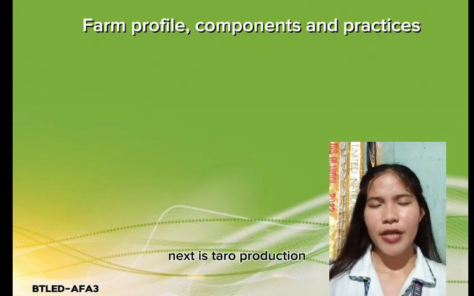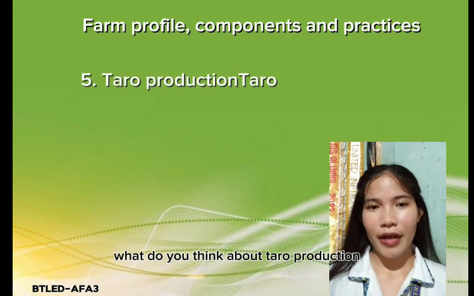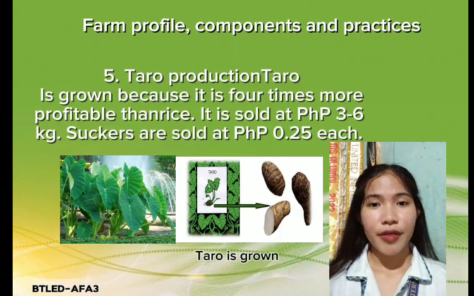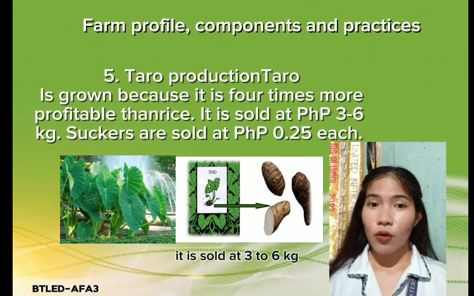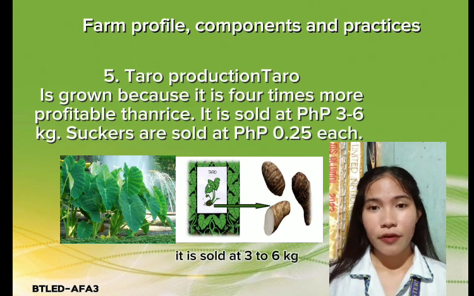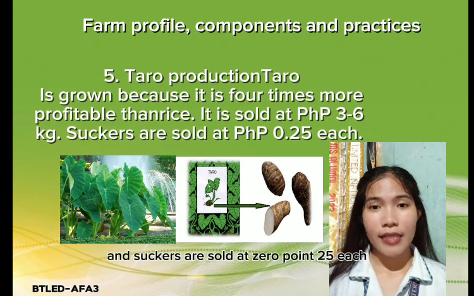Next is taro production. What do you think about taro production? Taro is grown because it is four times more profitable than rice. It is sold at 3 to 6 kg and suckers are sold at 0.25 each.